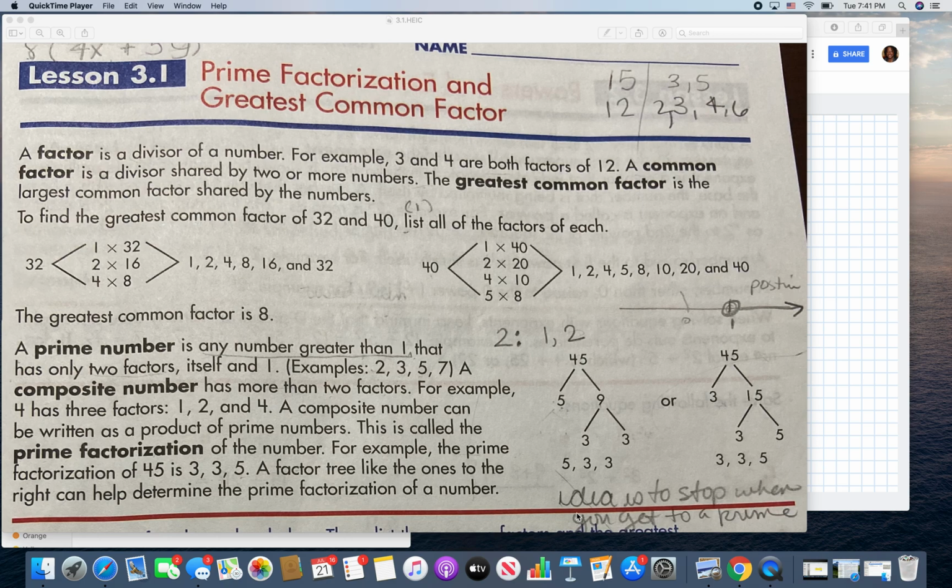Before you do this video, pause and read this section yourself. I'm not going to read word for word, but we're going to talk to it. So stop the video and come back if you need to.